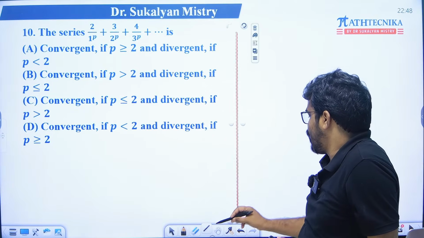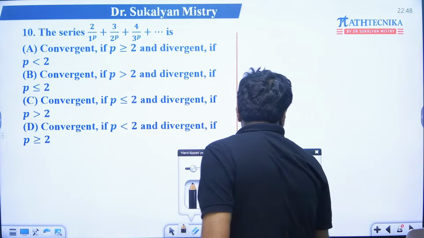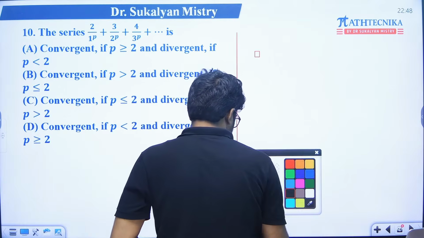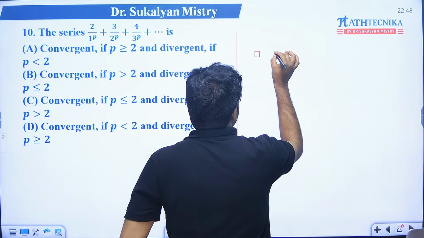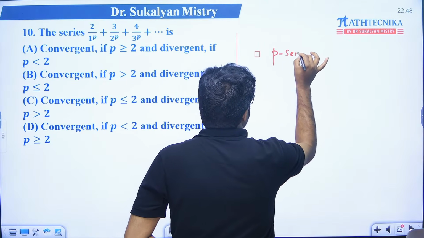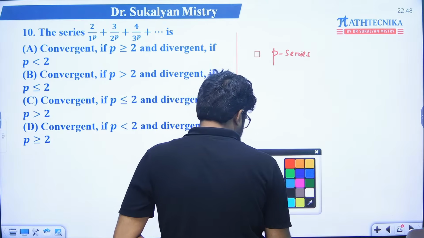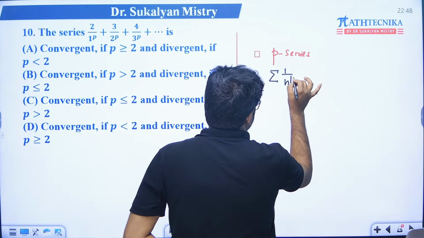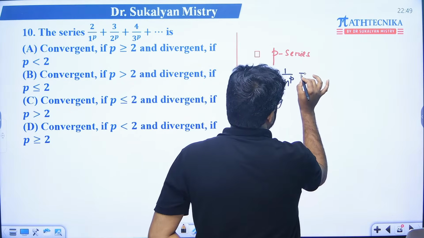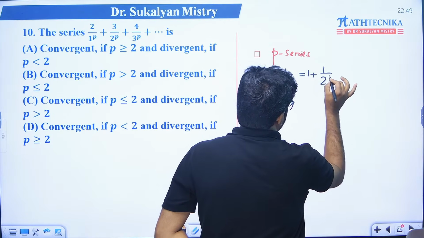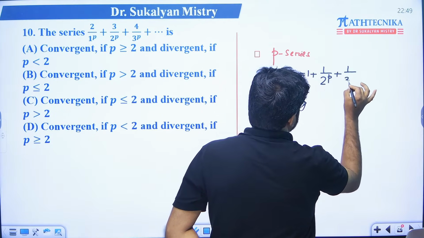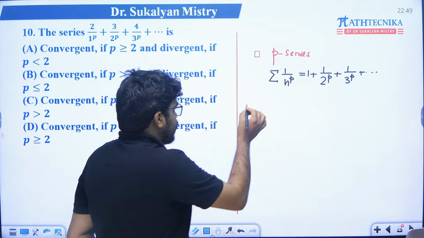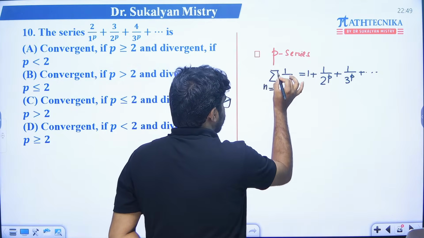First, we apply this result. What is the P series? Just recall this. This series, summation of 1 by n to the power p, is called the P series. That is 1 plus 1 by 2 to the power p plus 1 by 3 to the power p plus and so on. So this is called the P series, right? Here n varies from 1 to infinity.